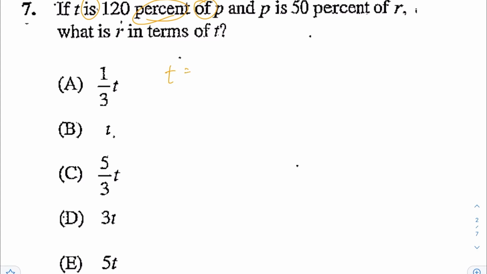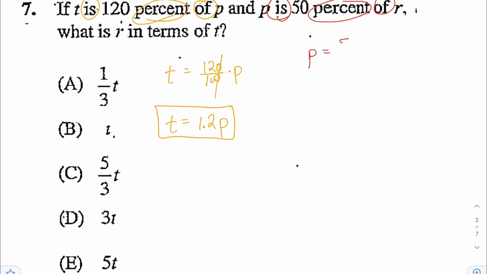So T is equal to 120 divided by 100 times P. Cross out that 0, you can figure out that T is 1.2 times P. That's your first equation. Now for your second equation, again, is equals to, of is times, percent means divide by 100. So now you have P is 50 divided by 100 times R, or 0.5 R. So that's your second equation.